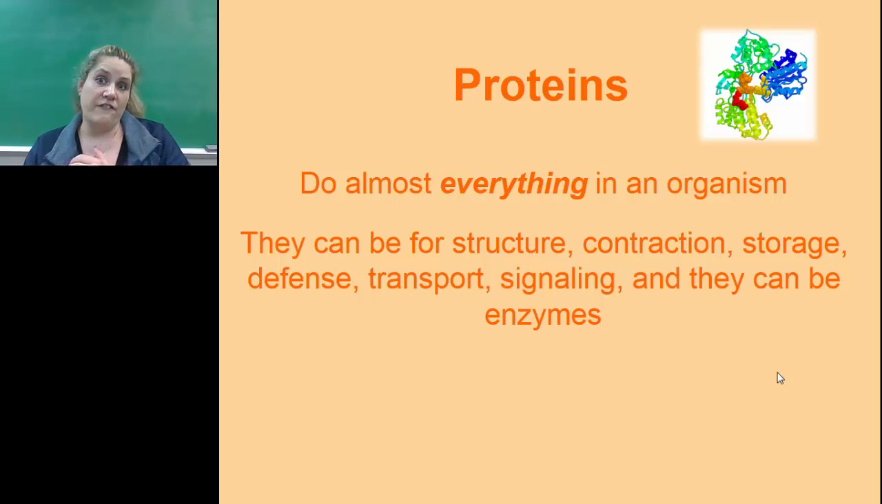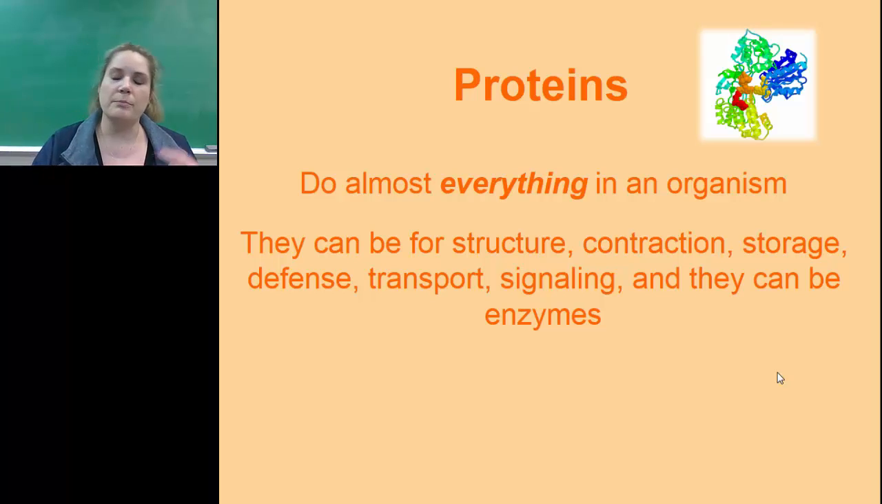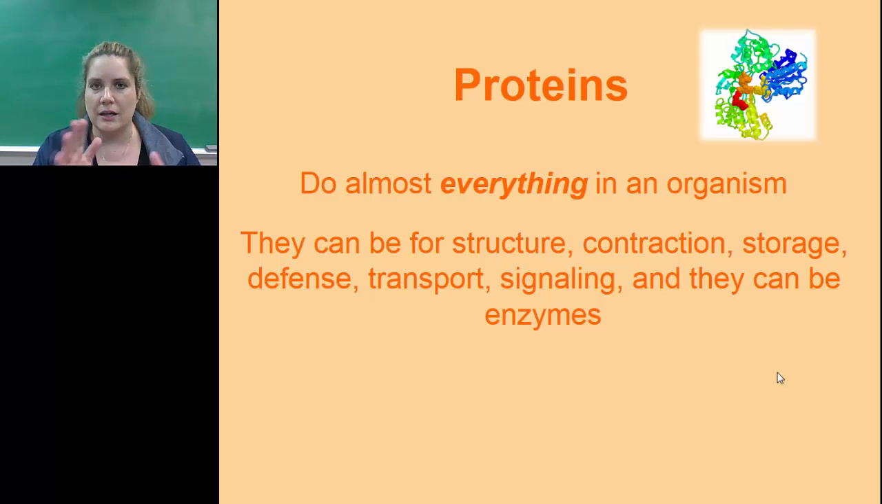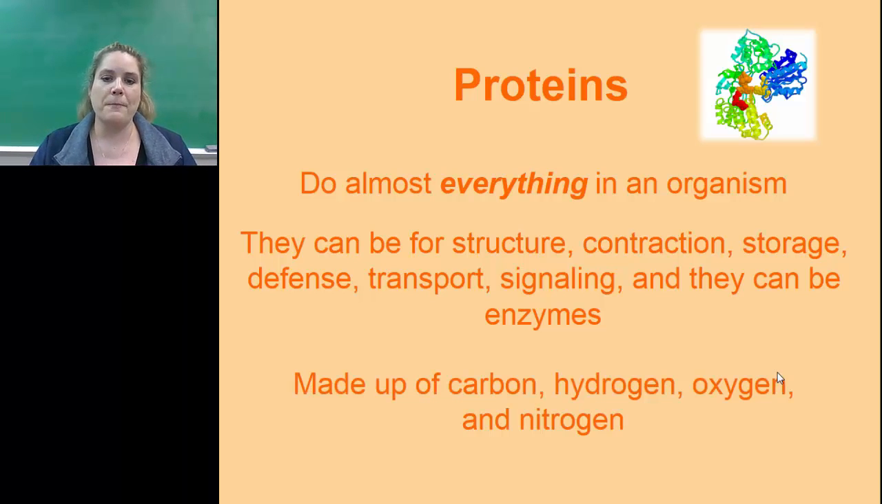They can be used for defense, like antibodies that are fighting off diseases. They can be used for transport, so they can move things around inside your cells. They can be used for signaling, so they can send a message from one part of your body to another part of your body. And they can be enzymes. And we're going to talk more about enzymes later, a couple units from now. But basically, enzymes just speed up chemical reactions for us.